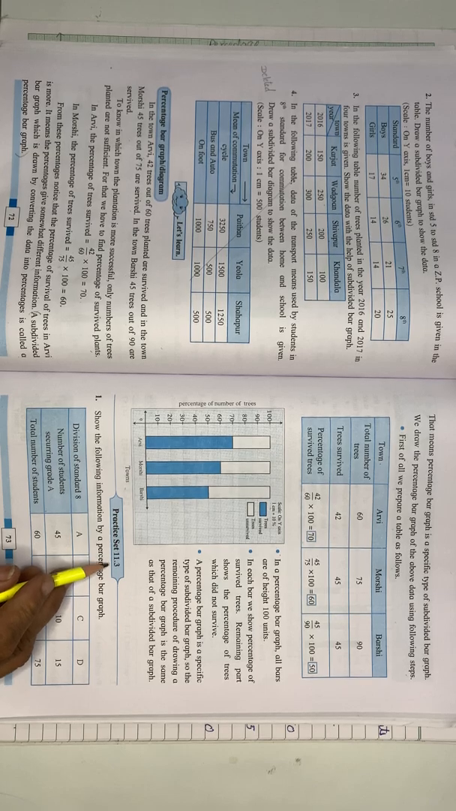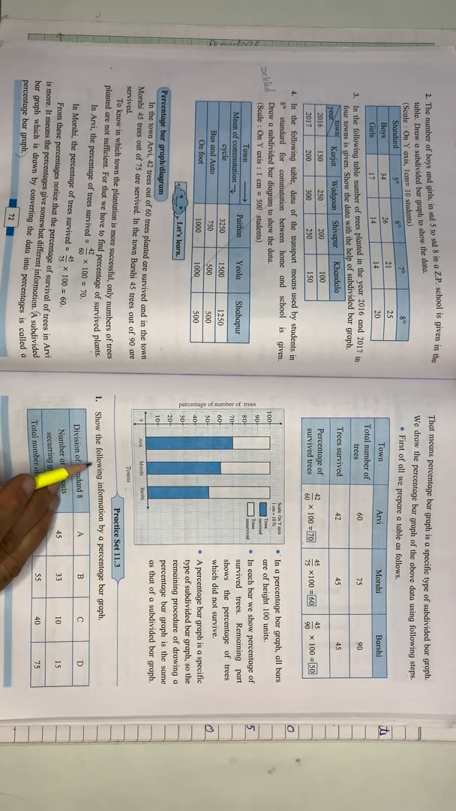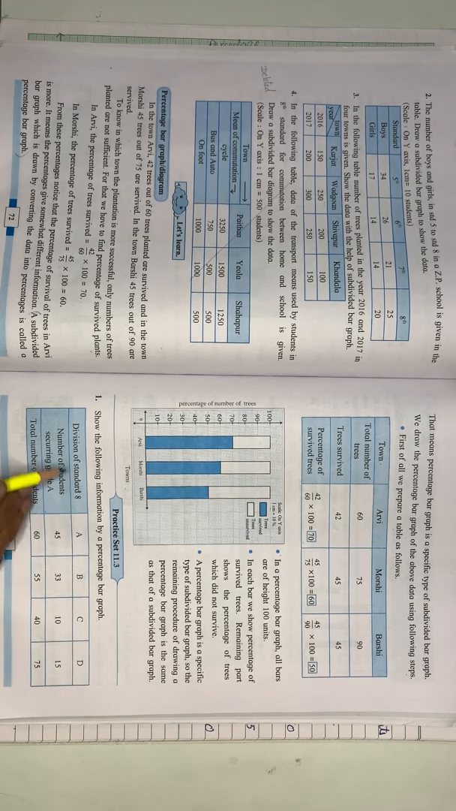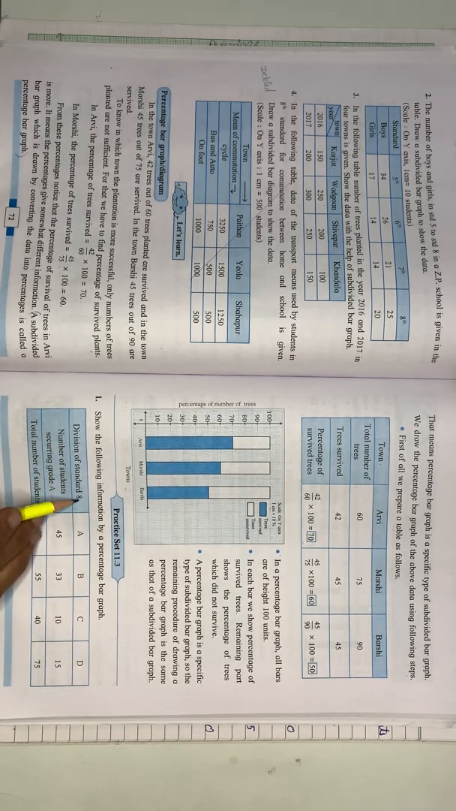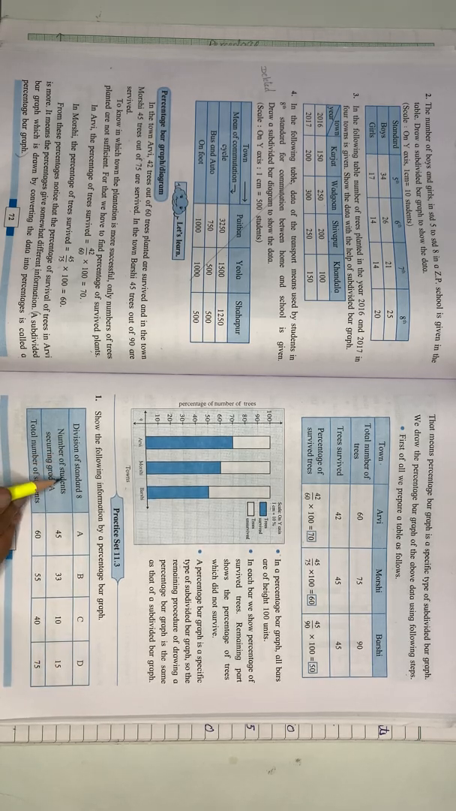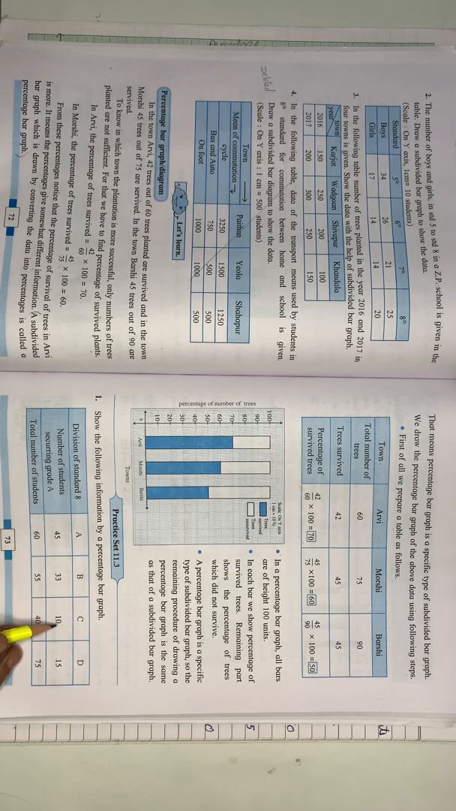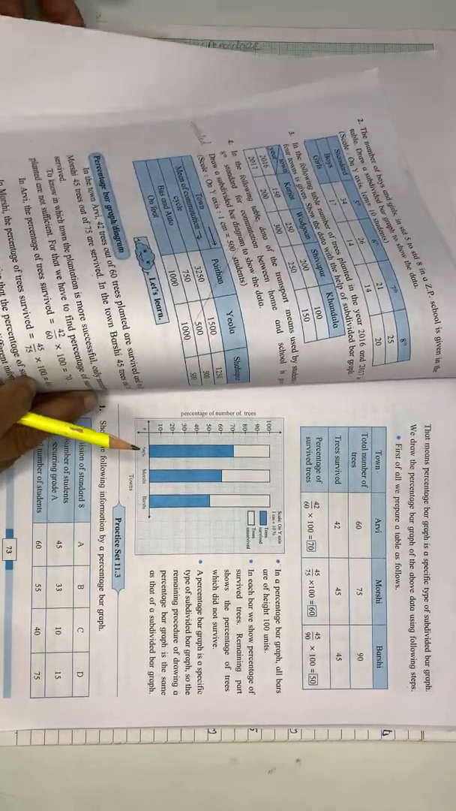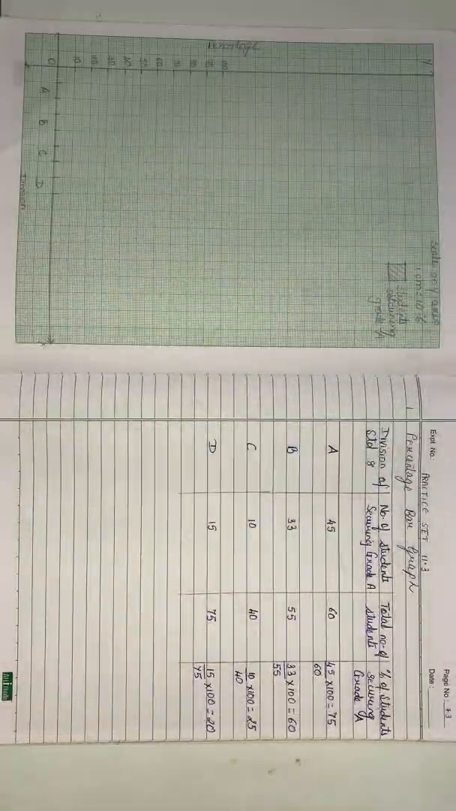Practice set 11.3. Show the following information by a percentage bar graph. So, divisions of standard 8: A, B, C and D. Number of students securing A grade: 45, 33, 10 and 15. Total number of students: 60, 55, 40 and 75. So now let us draw the percentage bar graph.